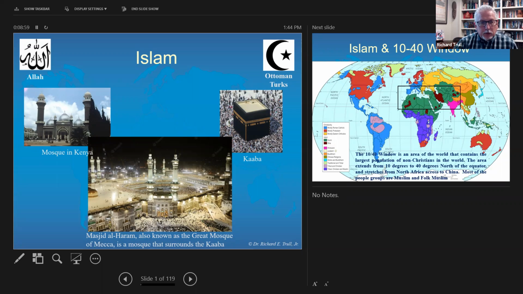And here's some symbols. This is a symbol, the name for Allah in Arabic. This is a symbol most people associate with Islam, but it's really not known as an Islamic symbol originally. It came with the Ottoman Turks who were Muslim, and so that was kind of their symbol, but it was never part of original Islam to begin with. But yet people are going to associate that.